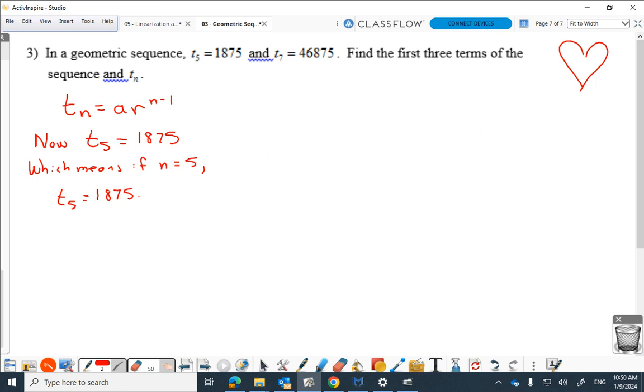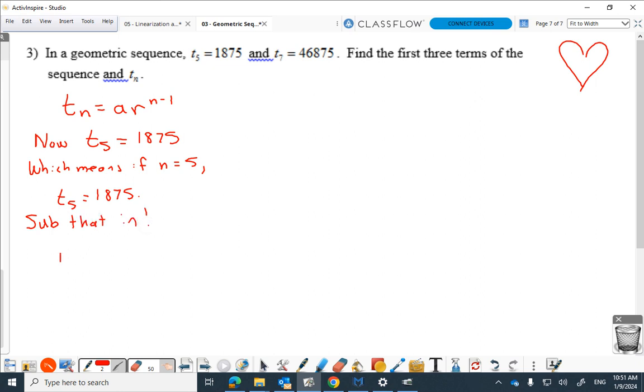I wrote down something really important there. They told me, though, that term 5 was 1875. That means if n is 5, T5 is 1875. Sub that in. And something really scary happens.